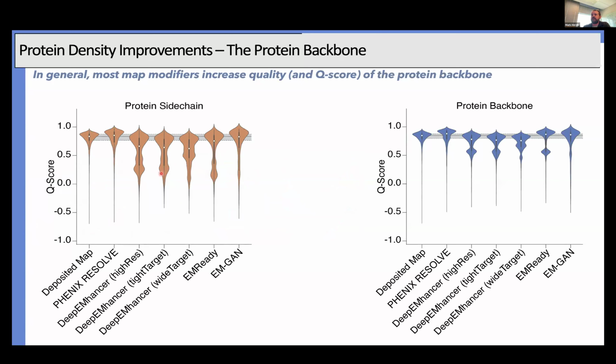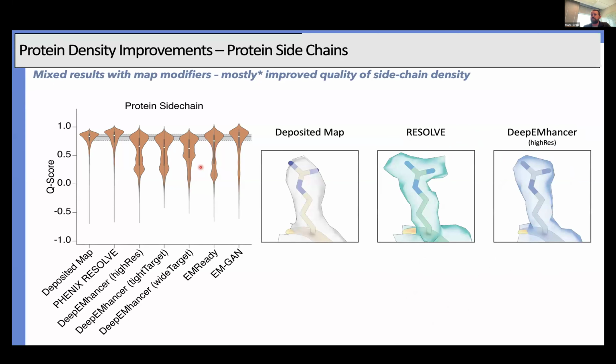Now, when you compare protein side chains, the quality gets much more different across the different maps and across the different algorithms. So in general, again, Phoenix Resolve and EMGAN do quite well in improvements, but you do see that across these different packages, they have very wide behaviors depending on the type of the input volume. And so because of this, you have to be careful with how things are improved. For our deposited map, you can clearly see that this is an arginine. The guanidino group can be placed quite well. The Phoenix Resolve density is markedly improved, as well as the DeepEMhancer density.